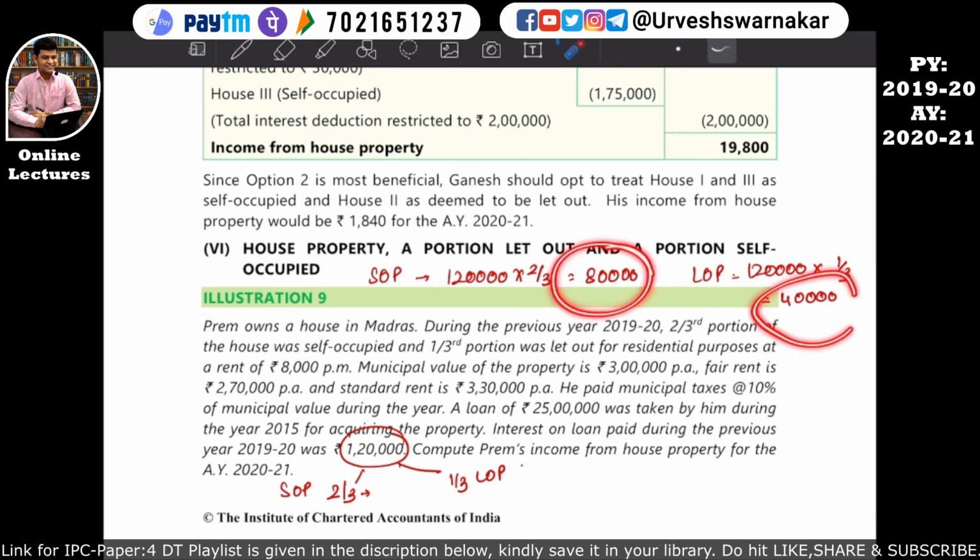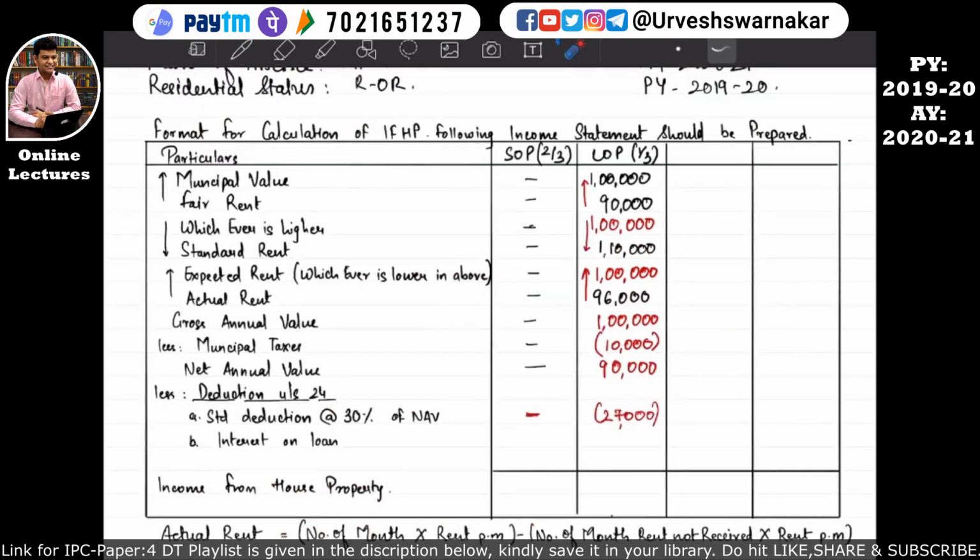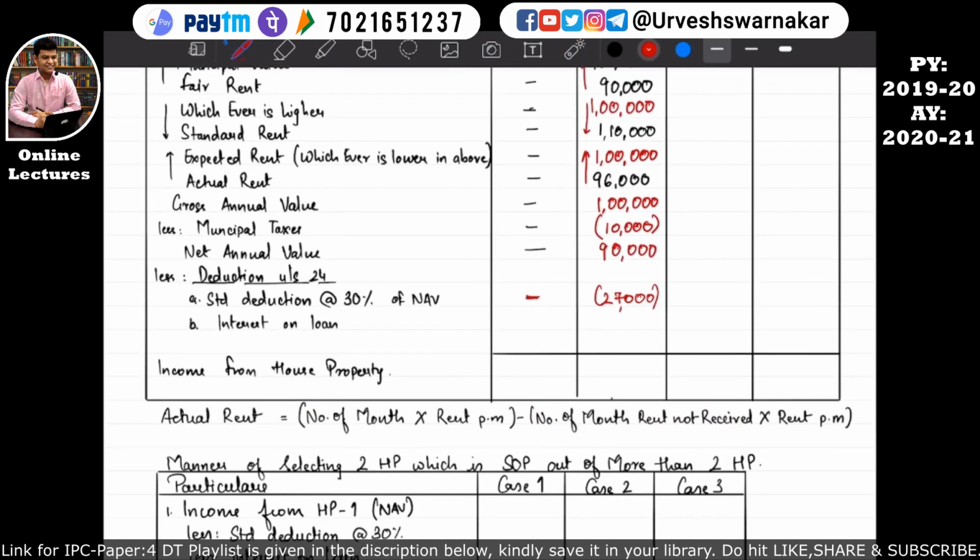So basically these details we need to feed in our format. Come into our format. Interest on loan will be available to an SOP. So for SOP 80,000 was paid, and for LOP 40,000 was paid. We have bifurcated that 1,20,000. I hope this is quite clear.